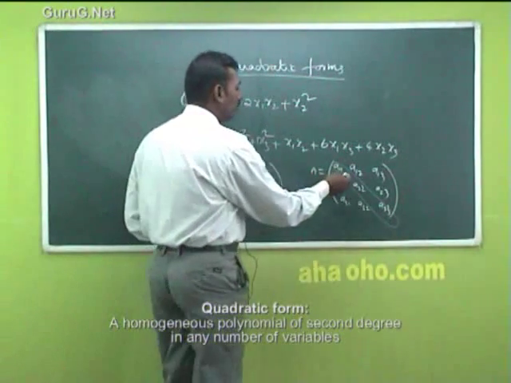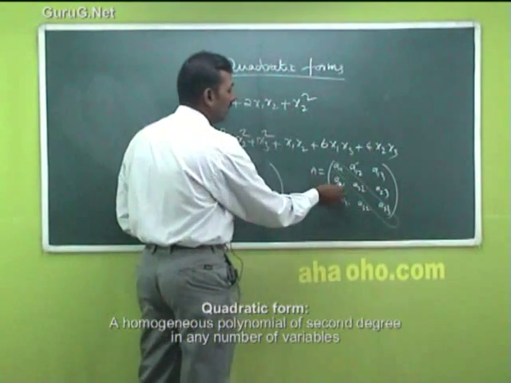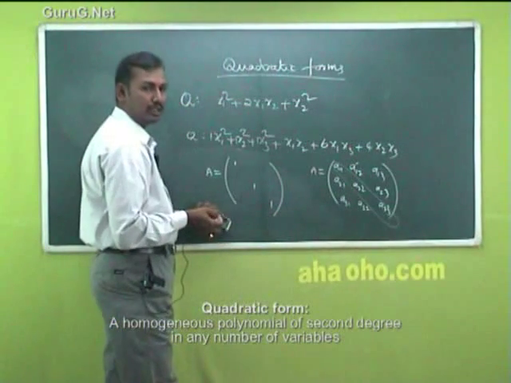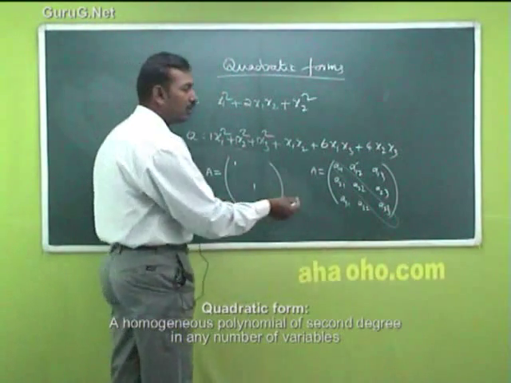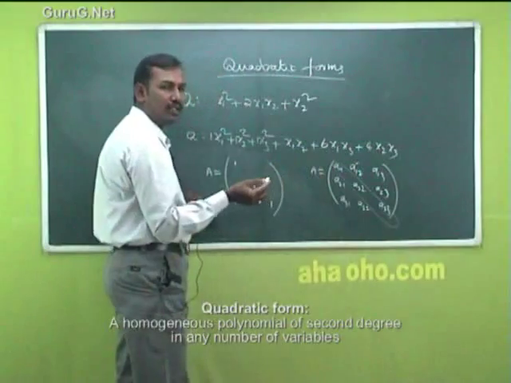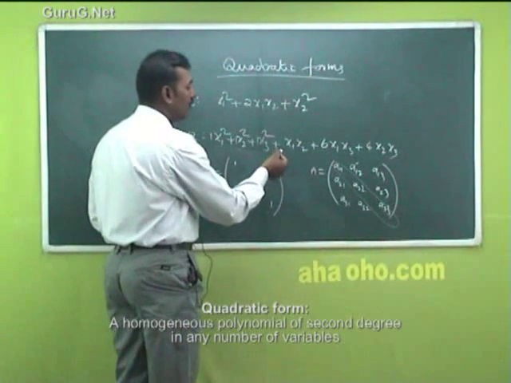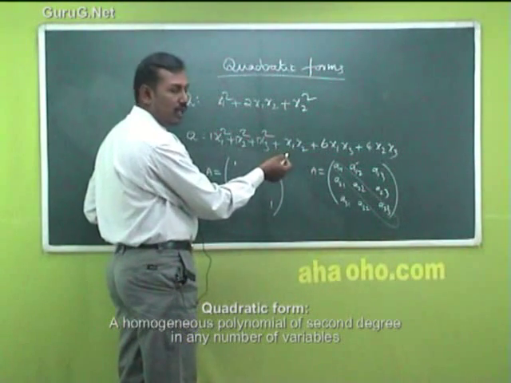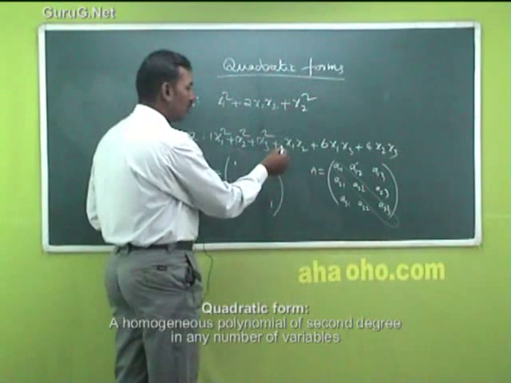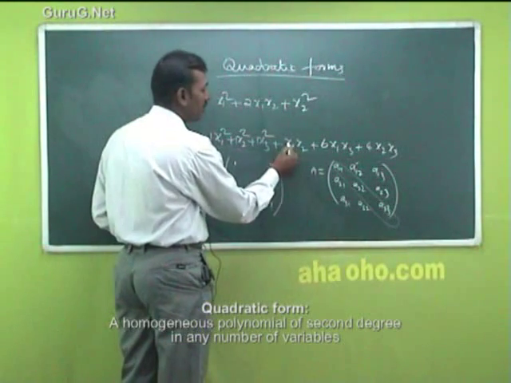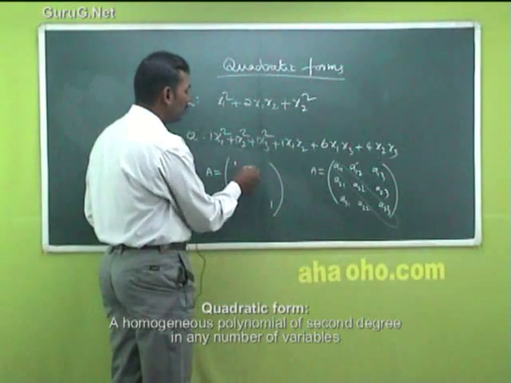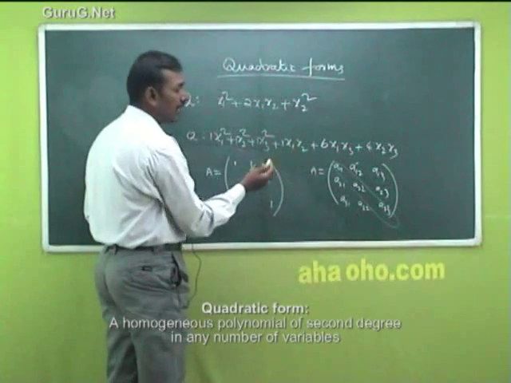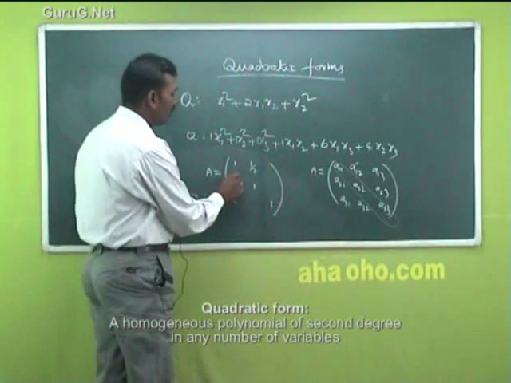Then you have to find the elements A12 and A21, which are equal. So it is a real symmetric matrix. So this value and this value are equal. You consider the coefficient of x1 x2 and divide by 2. Here the coefficient of x1 x2 is 1. So divided by 2, you place it in the places A12 and A21. So you may get it like this.